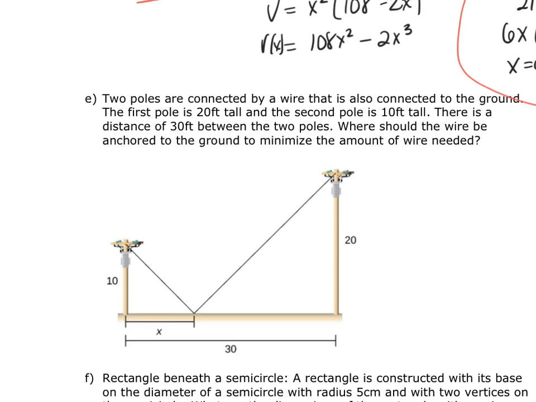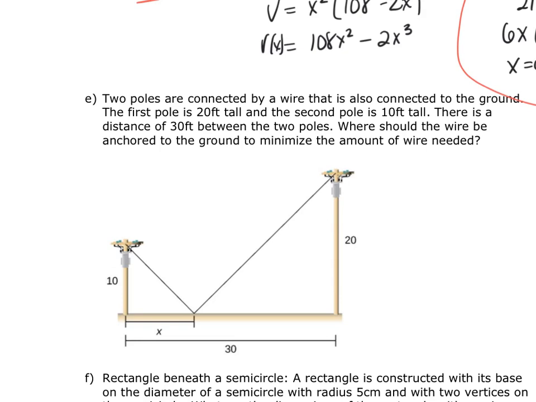So we have 2 wires that are connected to the ground. The first pole is 20 feet tall. The second pole is 10 feet tall. There's a distance of 30 feet between the 2 poles. Where should the wire be anchored to the ground to minimize the amount of wire needed?